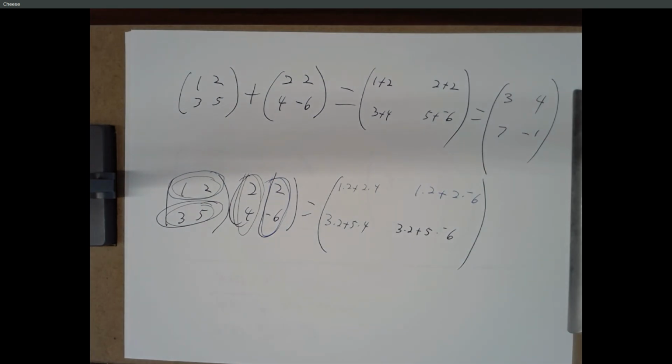Now that's perhaps a seemingly weird way to multiply things together. That's what it means to multiply two matrices.